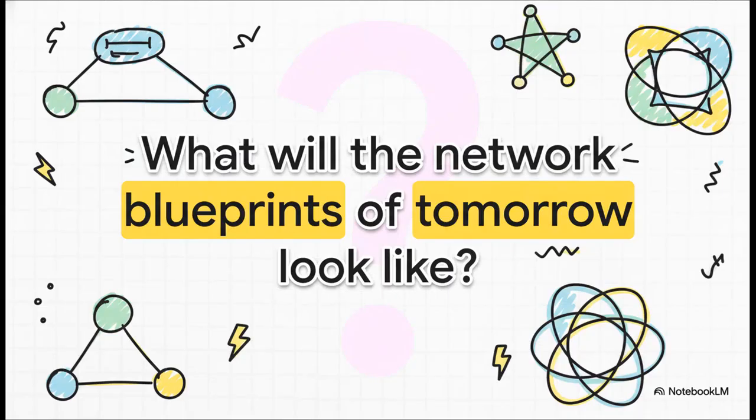And that kind of leaves us with one last thing to think about. Our world is getting more and more connected, right? With the Internet of Things, with AI, we're connecting billions of new devices. Our need for speed and reliability is just exploding. So what do the network blueprints of tomorrow look like? What new designs are we going to have to invent to handle all that? It's a pretty cool question to chew on.